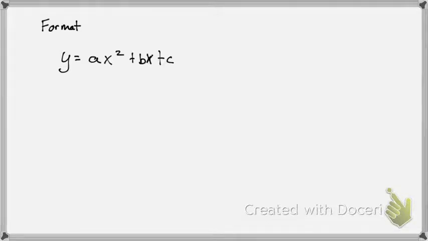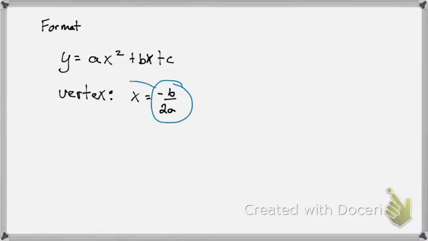Now, we should know that the very first thing that we need to do to find the vertex, the very, very important point of this equation, is to use the formula negative b divided by 2 multiplied by a. And once we get that answer, we're going to plug our answer in for both of the x's, replace both x's with our answer, and then work it out.